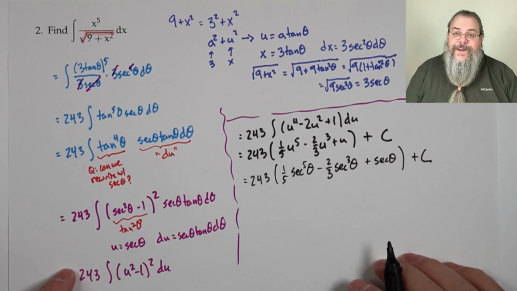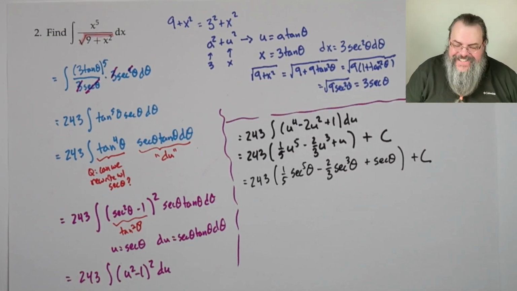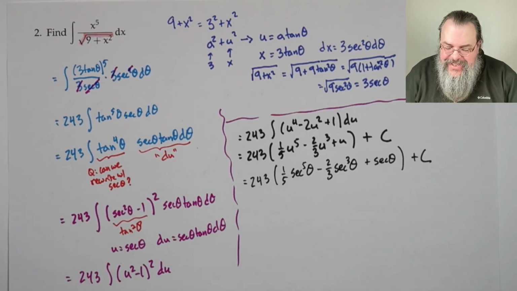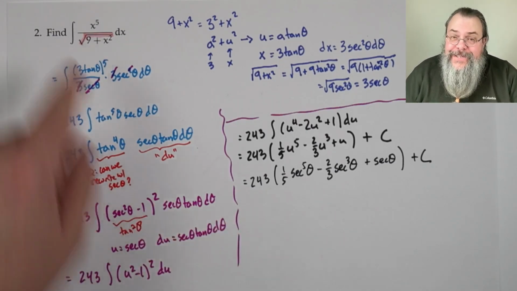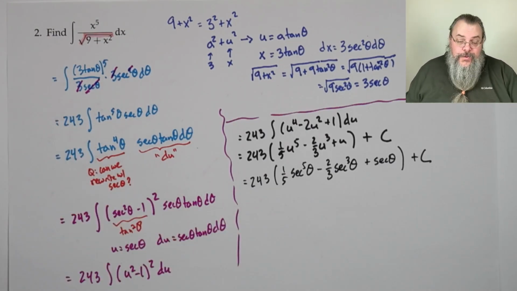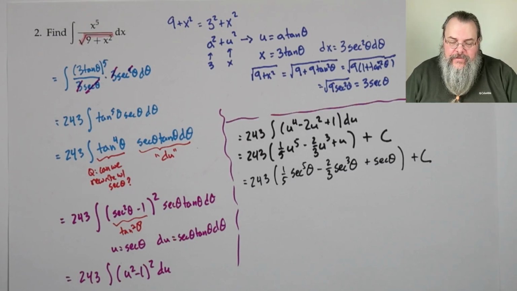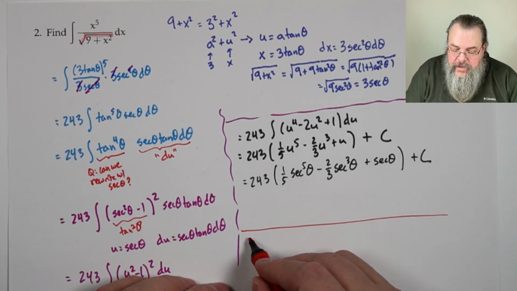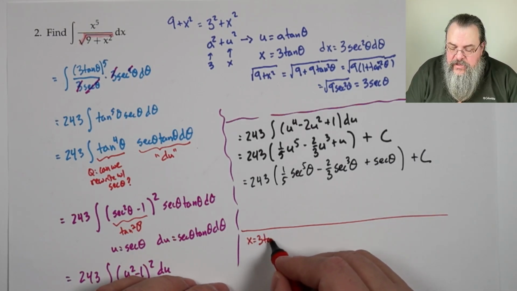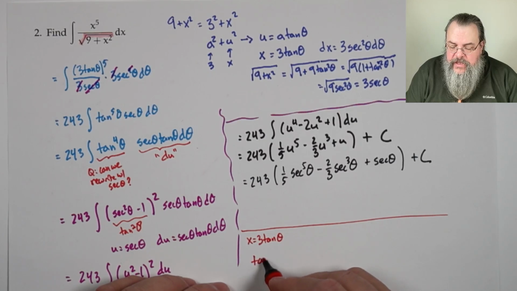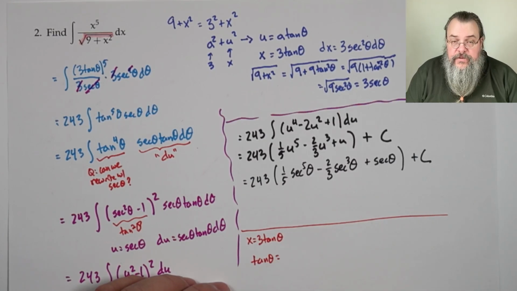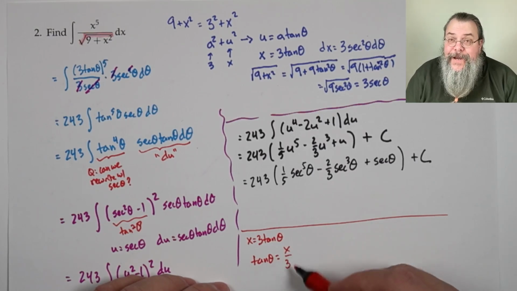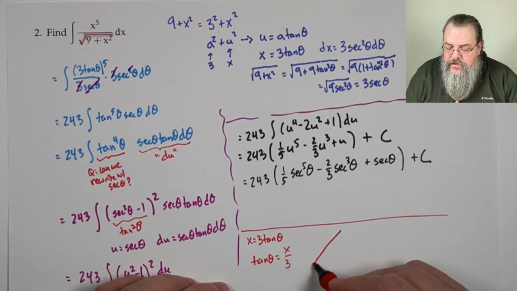Okay, now we're done, right? No! The fun continues, because we didn't really start with theta. We really started with x. Ooh, okay, so now we have to say, all right, what's going on here? Well, remember, we'll do it down here. We said that x equals 3 tangent theta. So tangent of theta is equal to x over 3. So write it as a fraction. And then we say, well, draw a triangle.